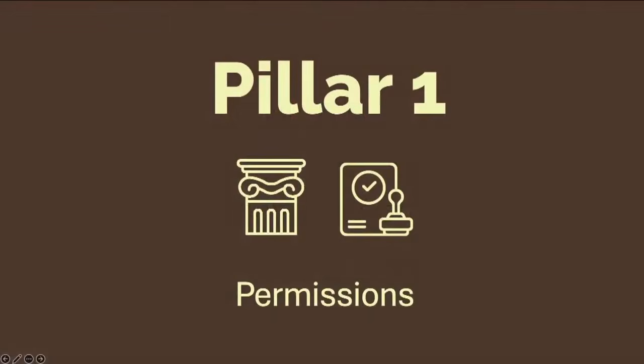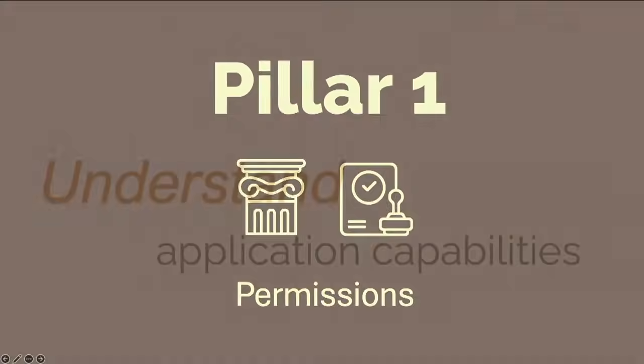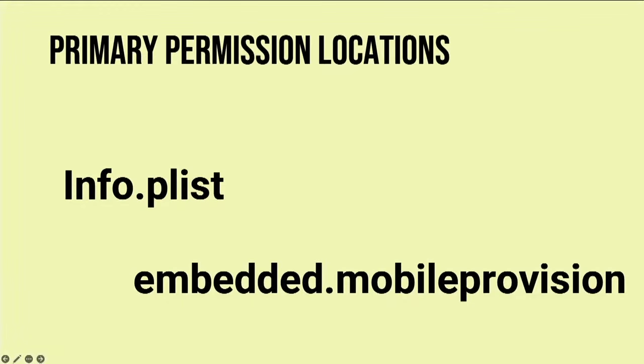Now let's get into our first pillar, which is permissions. And what do permissions do in iOS? They basically give us a full understanding of what the potential capabilities of the iOS application are. How are they allowed to interface with the user? How are they allowed to interface with the system? There's a lot of really important resources that are part of these permissions. The 2 main resource files that will tell us all of our permissions in iOS are the Info.plist and the embedded.mobileprovision files.